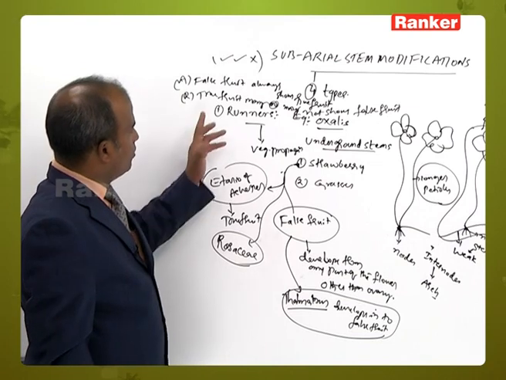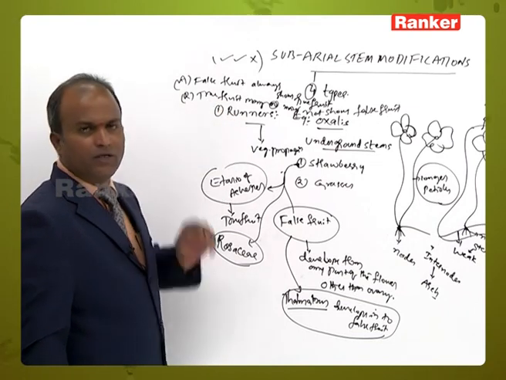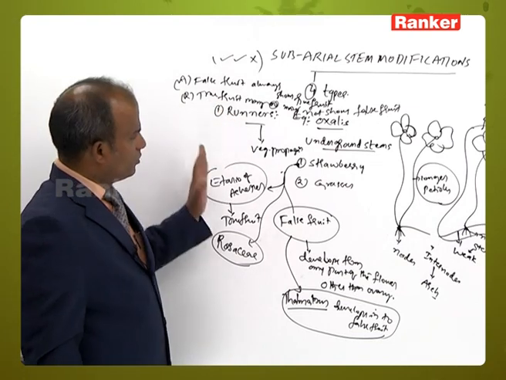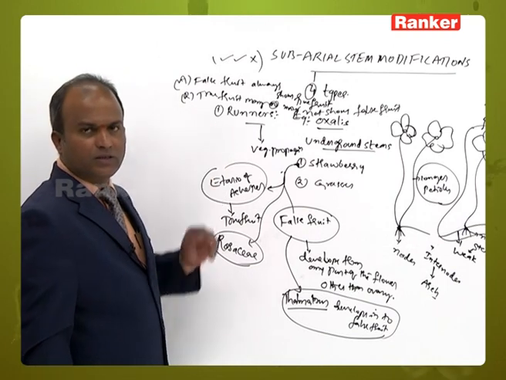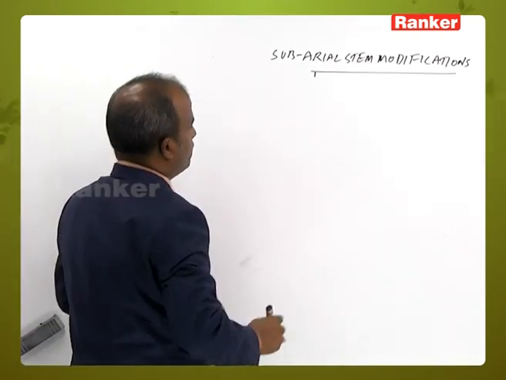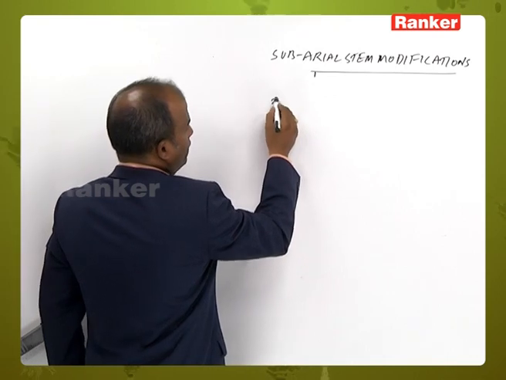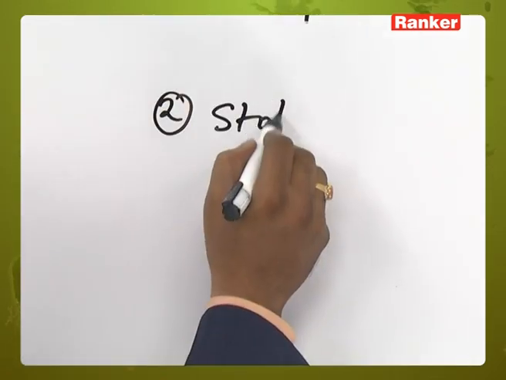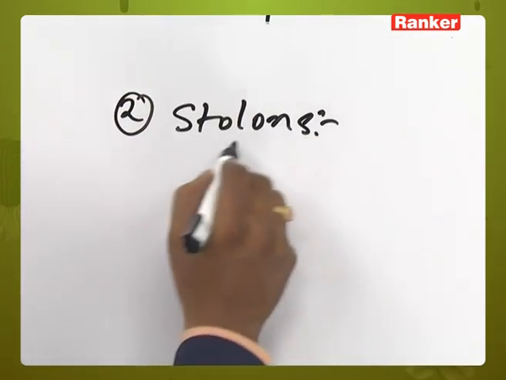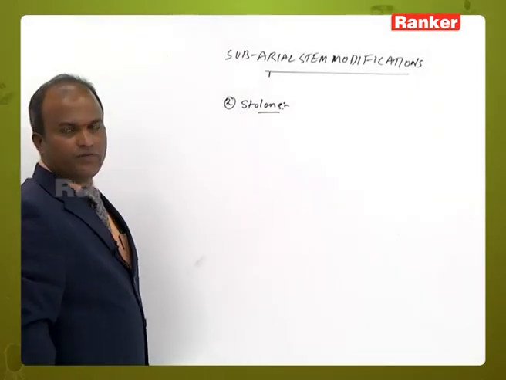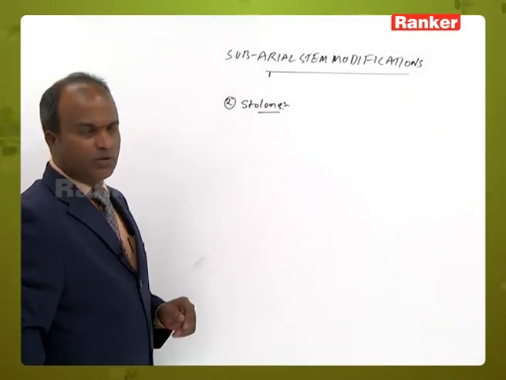So this is the explanation of runners. So we completed runners. Next we go to underground stem modification, that is nothing but stolons.